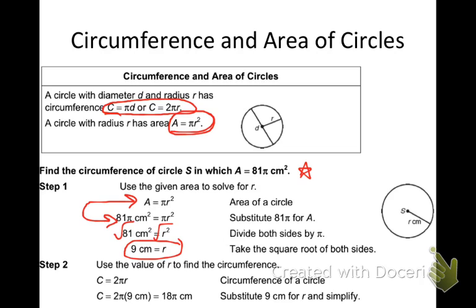And then I go answer the question. The question says find the circumference. So I take that radius, plug it into my circumference formula, and I get the circumference is 18 pi. Okay. Again, just kind of using all the formulas you know about this and working out the missing information.